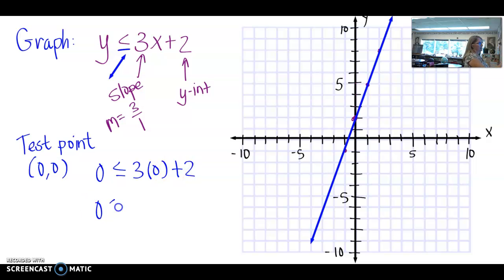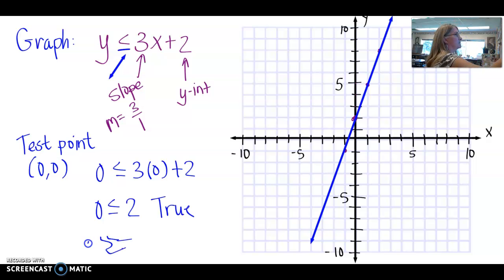So is 0 less than or equal to 0 plus 3 times 0, which is 0, plus 2? Is 0 less than or equal to 2? Think about it for a second. It is. It makes it true. These get a little bit harder if you're dealing with negative numbers, so you really have to focus. So this makes it true.